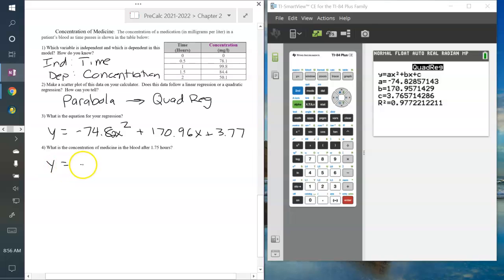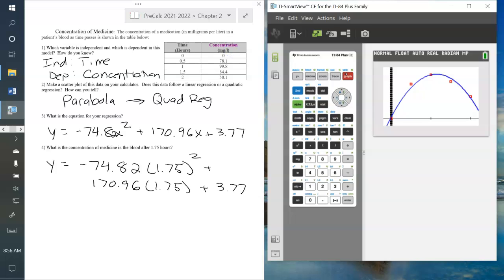So y equals negative 74.82 times 1.75 squared plus 170.96 times 1.75 plus 3.77. While we're at it, let's take a quick look at this regression graph. Check that out. Isn't that pretty close? All right, so let's come out of here and let's put our calculation in.